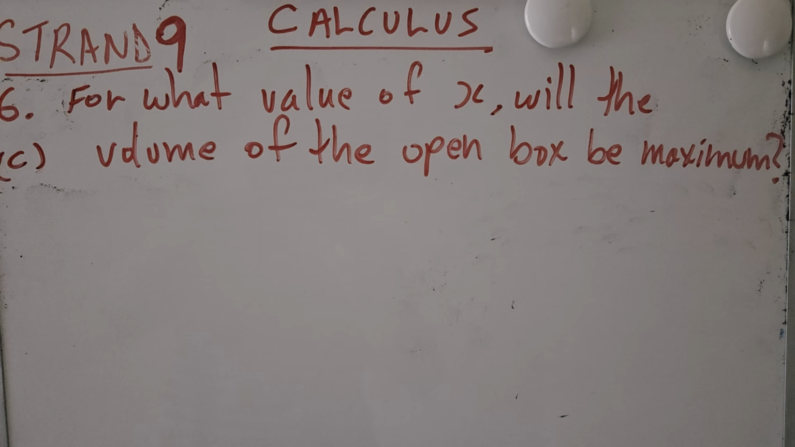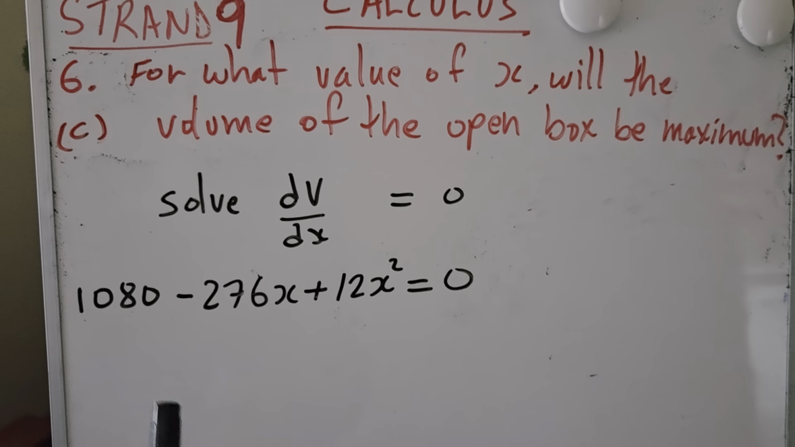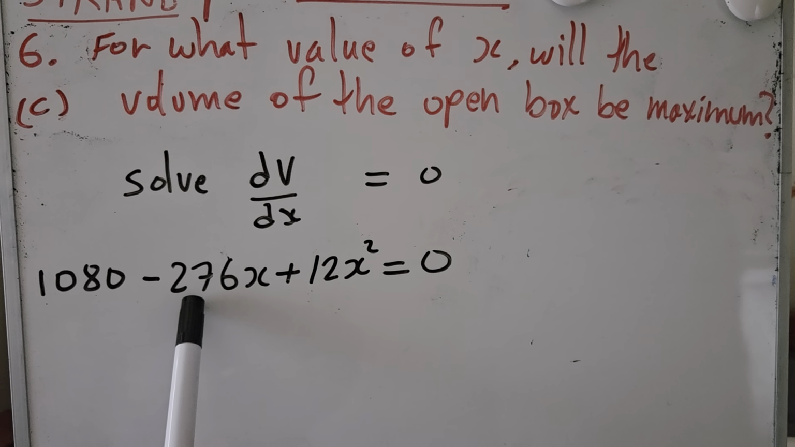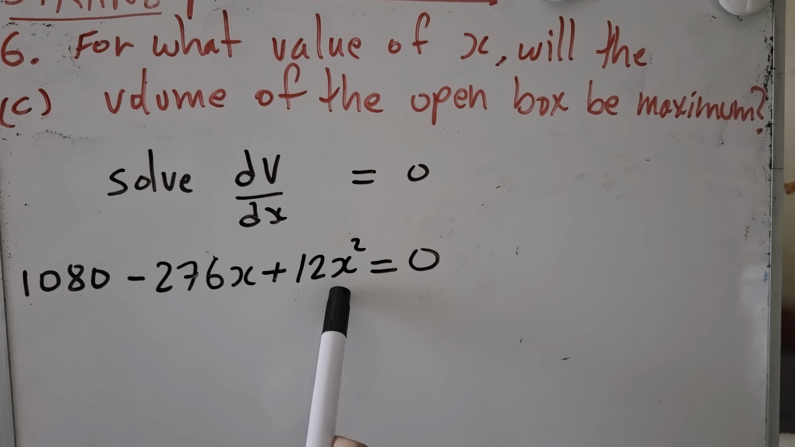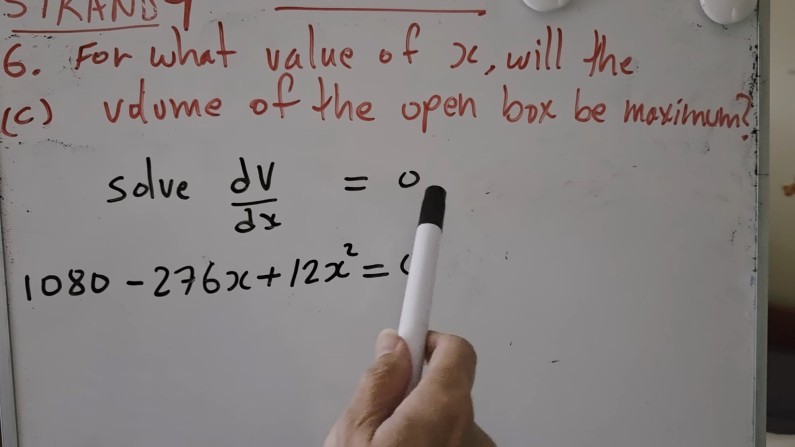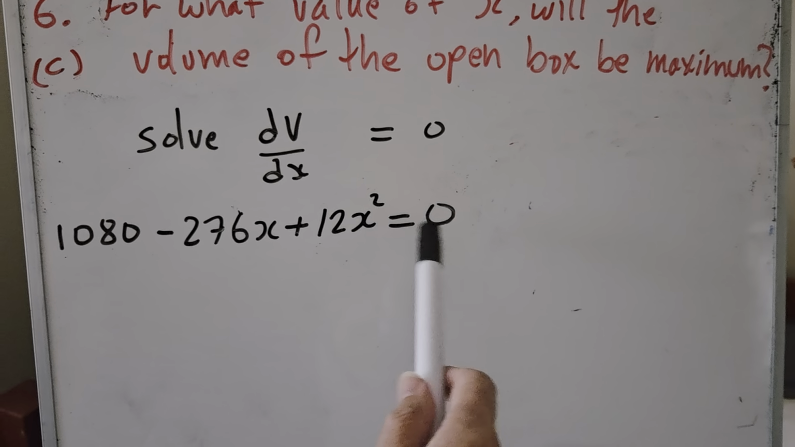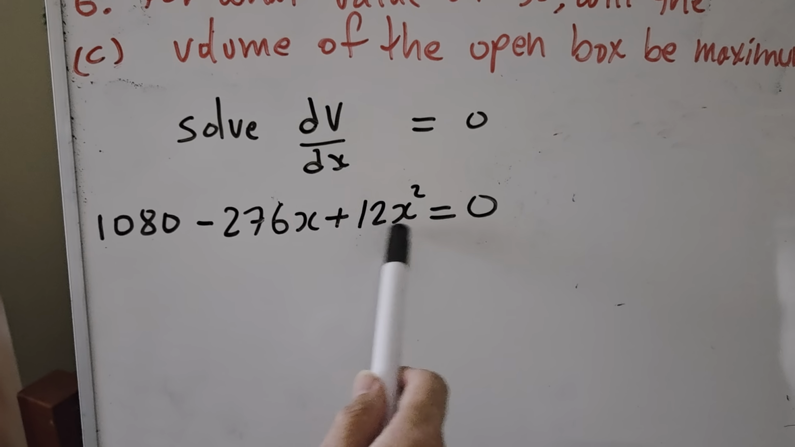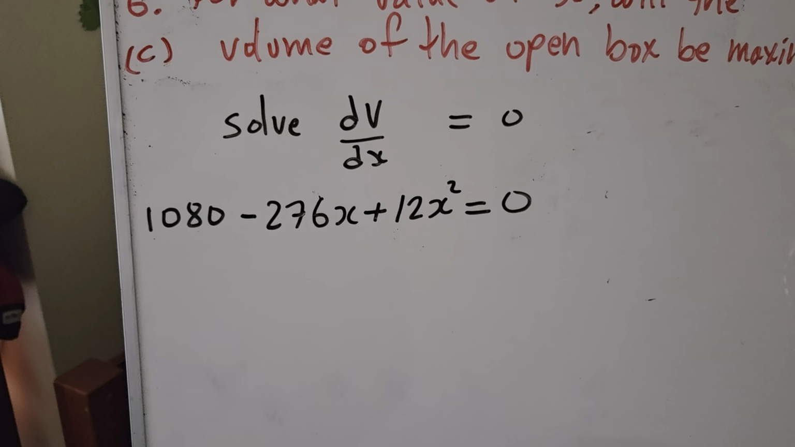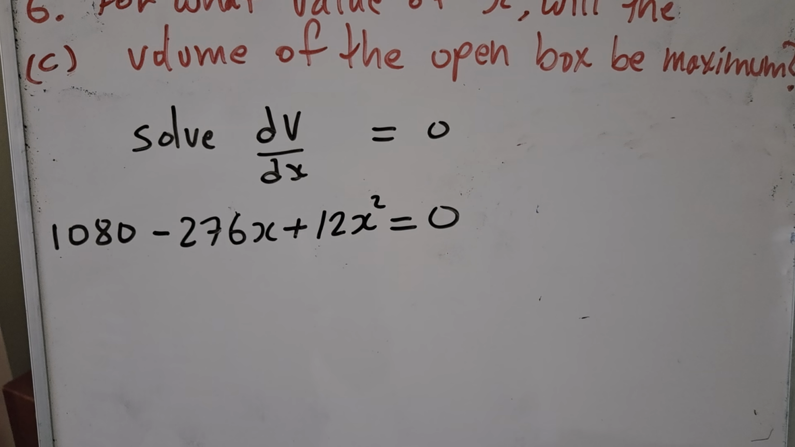So the equation we got in the previous question was the first derivative of the volume function: 1080 minus 276x plus 12x squared. For optimization, first derivative equal to 0, we have to solve that. So that equation is equal to 0. That's a quadratic equation, ax squared plus bx plus c. So the values of a, b, c we identify and then use in the quadratic formula.